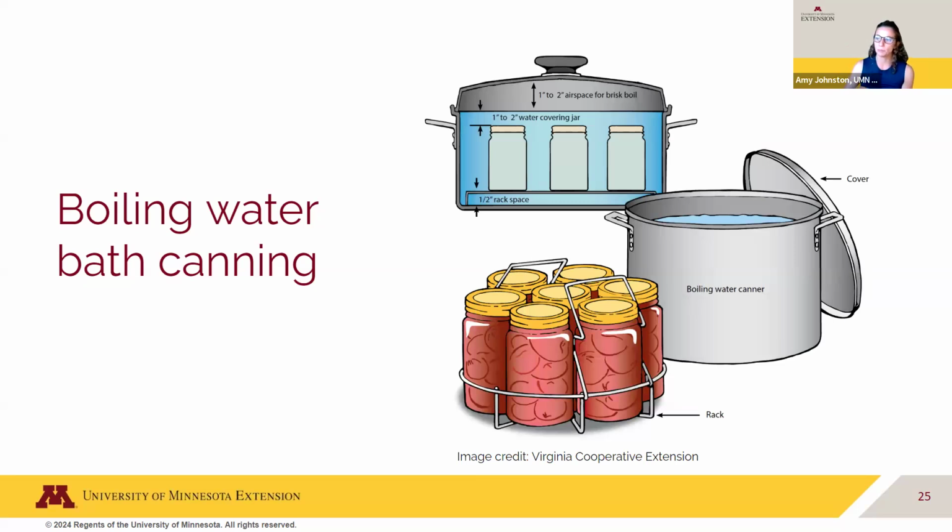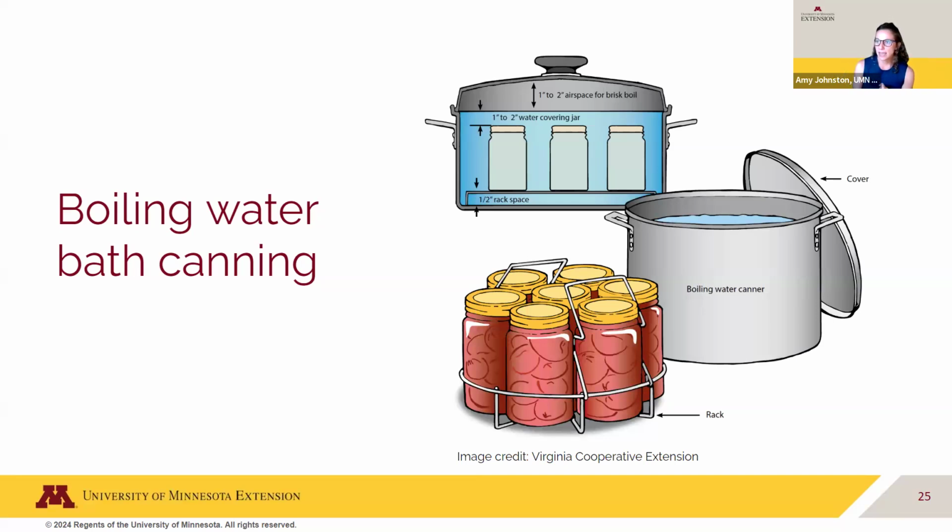And the rack is really important because it's going to allow water to circulate within the pot. So all sides of the jars are heated evenly so that heat can penetrate into the jar and reach that temperature that we need. Also, the rack should be big enough that your jars aren't too crowded. Again, we need to have space between each jar so that water can circulate. And again, we can have that even heat.